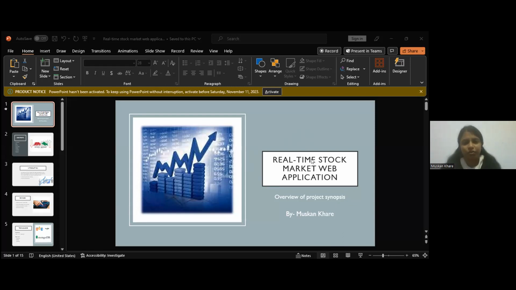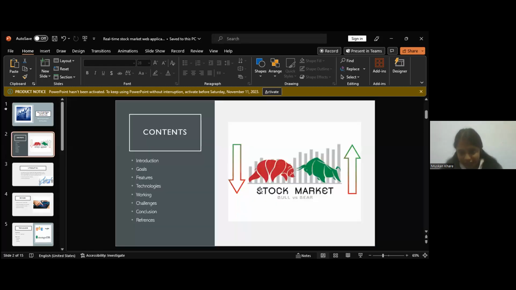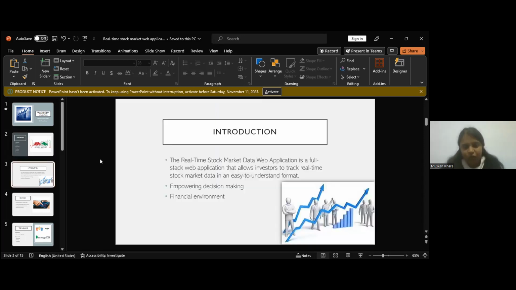Good evening, ma'am. My name is Muskan from the Web Development domain, and my task was to present an overview of the project synopsis. First of all, these are the contents which we are going to discuss today: introduction, goals, features, technologies, the working of the application, challenges, conclusion, and then references.